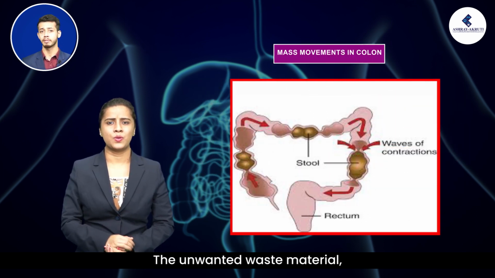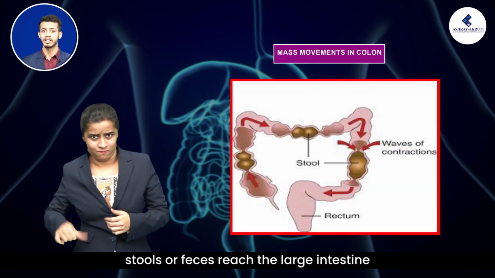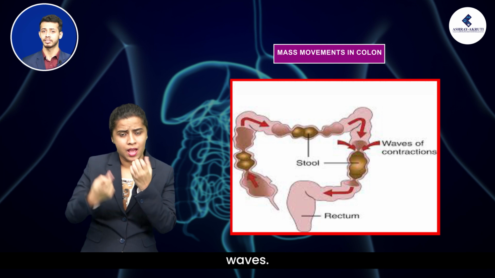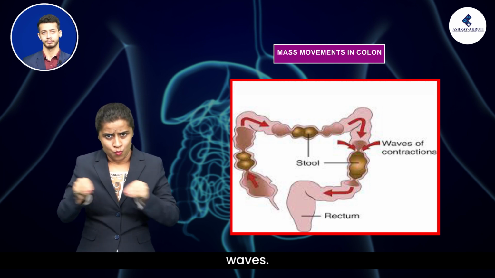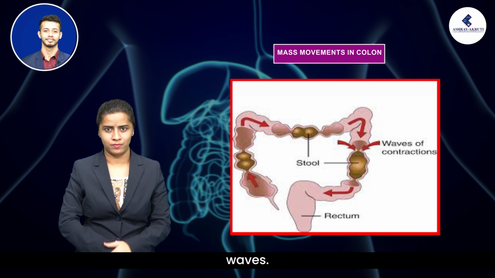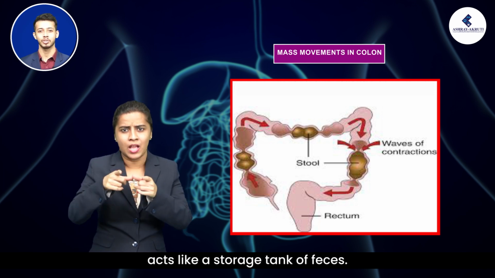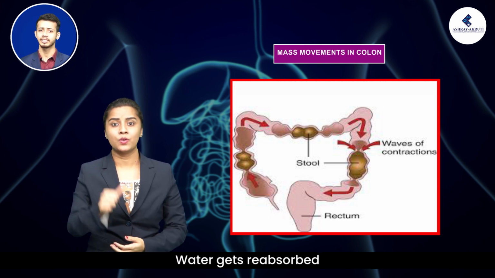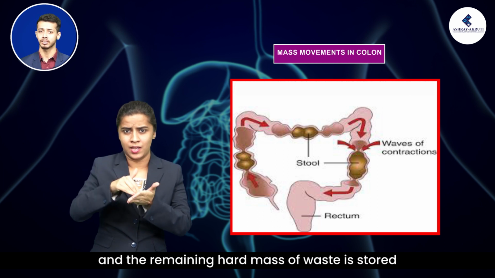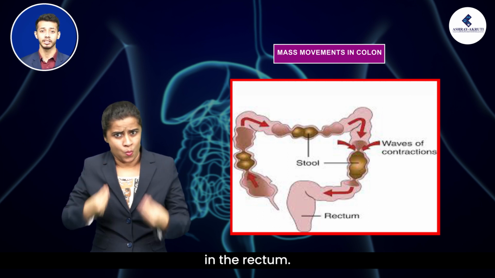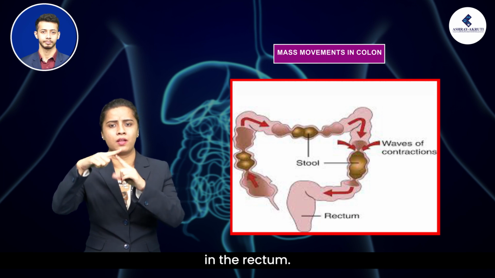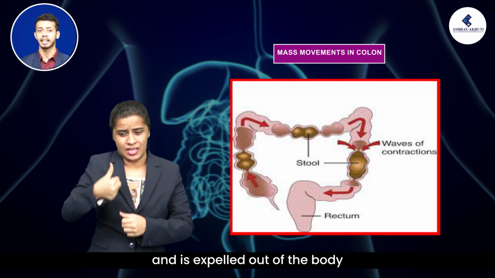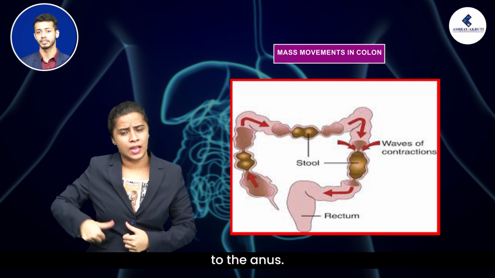The unwanted waste material, stools or feces, reaches the large intestine or rectum by peristaltic waves. The left side of the colon acts like a storage tank of feces. Water gets reabsorbed and the remaining hard mass of waste is stored in the rectum. This smelly yellowish fecal mass is called stool and is expelled out of the body through the anus.